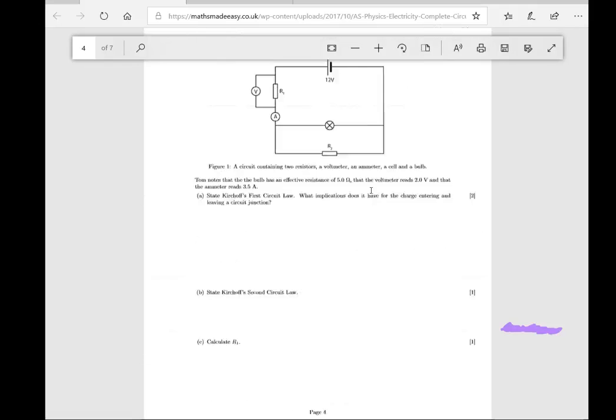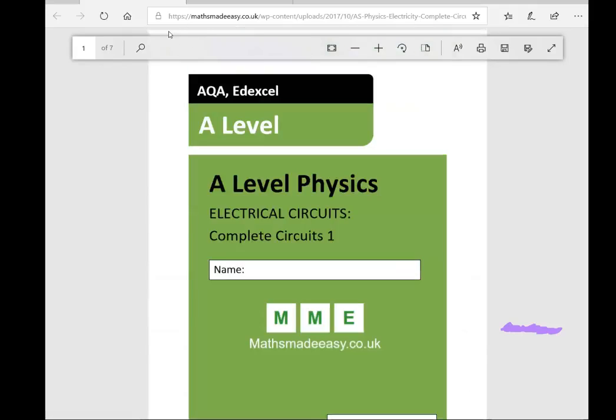What does the mark scheme say for this? Actually, LDR means light dependent resistor. So it depends on light. If there is light, then your resistance will decrease. If there is no light, then your resistance will not be minimum; it will be high. So this is the end of this paper. Let's move toward the next paper.